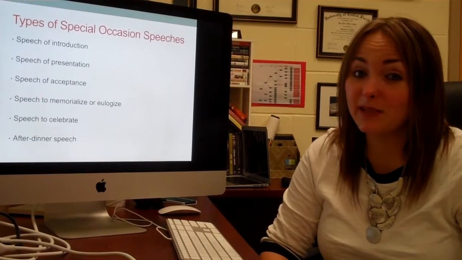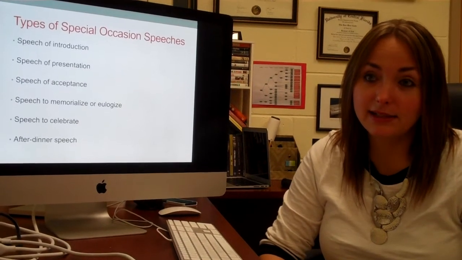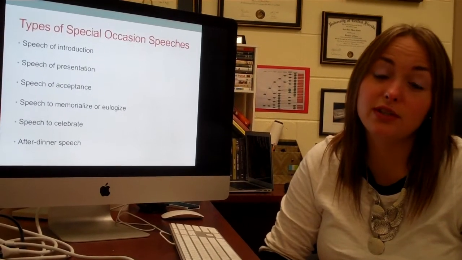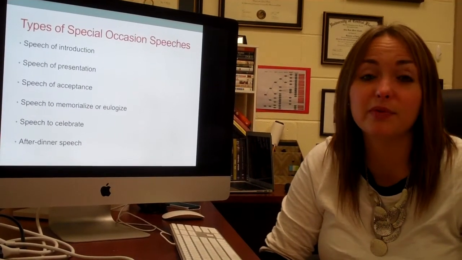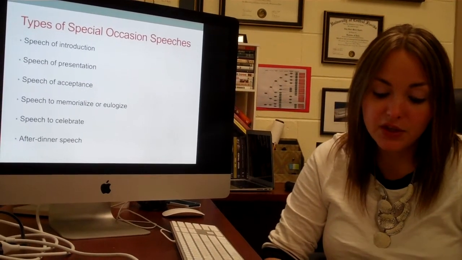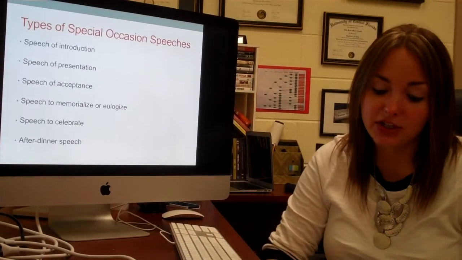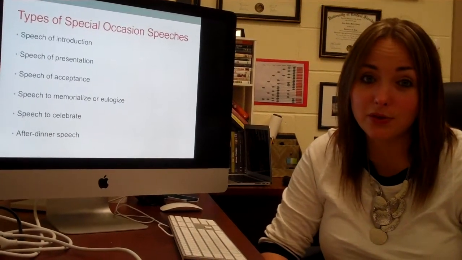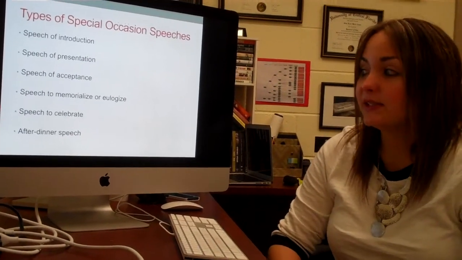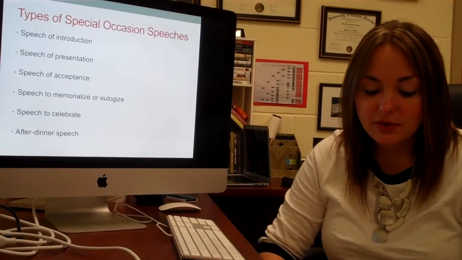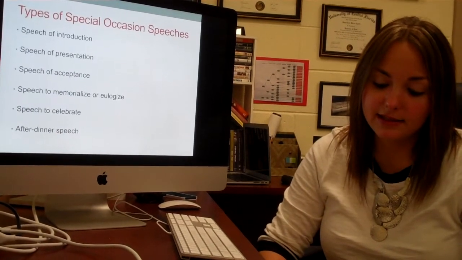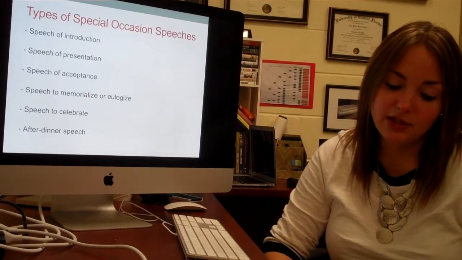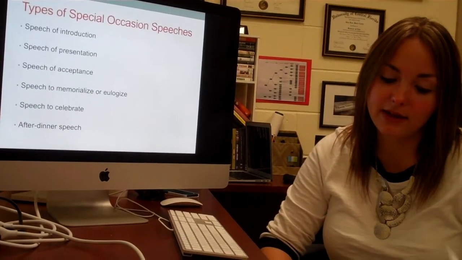Speeches of acceptance express gratitude and discuss the significance for you personally for receiving this award, for others, and usually you thank the other people for their support during an acceptance speech. You'll also have speeches to memorialize or eulogize. So you would comment on someone's passing, celebrate their life, and share personal stories about this individual. And speeches to celebrate have to do with rites of passage, and they focus the audience's attention on the milestone that's happening. And then you have the after-dinner speech that entertains listeners or sets the stage for a specific event.